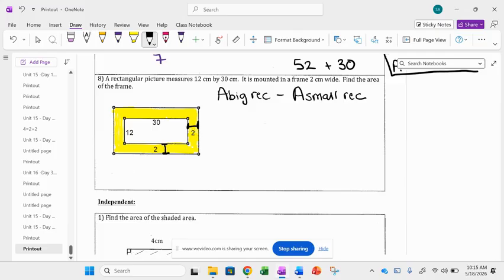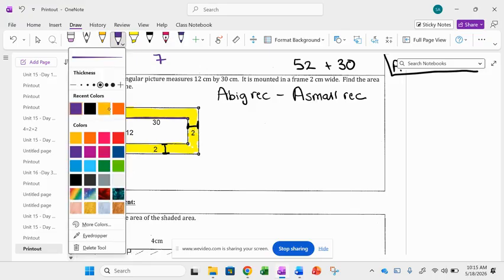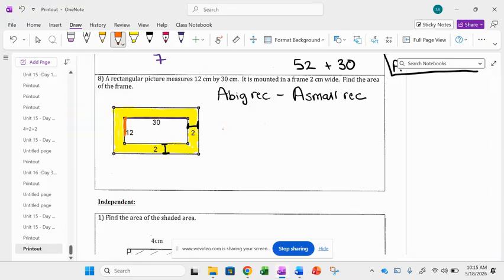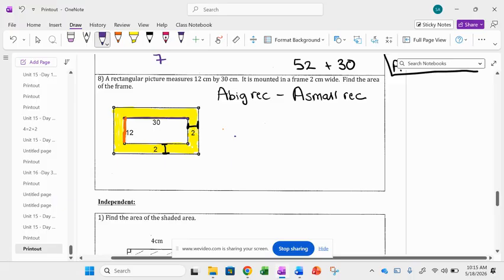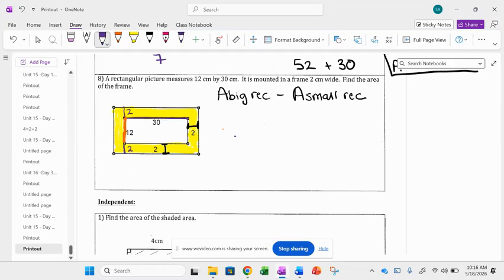But now I don't know the dimensions of the big rectangle. I know the small one has a base of 30, and I know the small one has a height of 12. But they did tell us that we were 2 centimeters wide all around. So do we agree that from this 12, I'm going to have 2 to the bottom and 2 more to the top? So the height of the big rectangle is going to be 12 plus the 2 on the top, which is 14, plus the 2 on the bottom, which is 16.